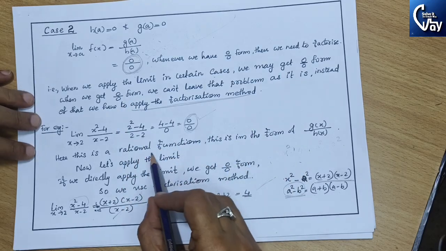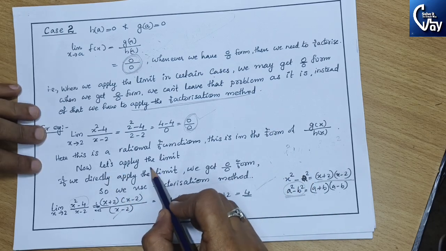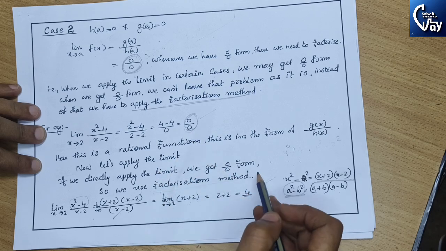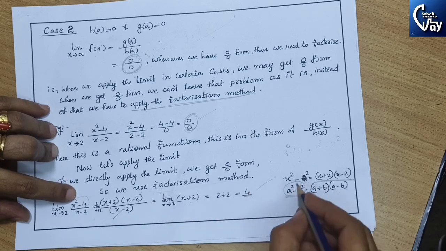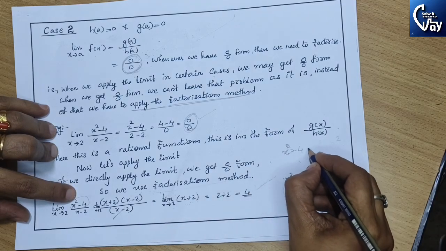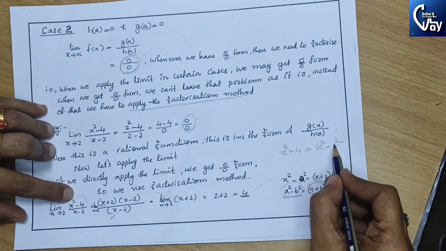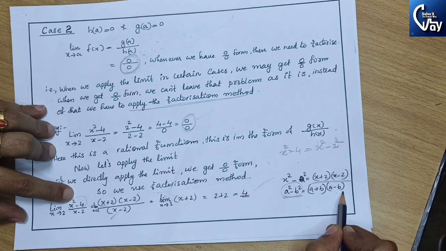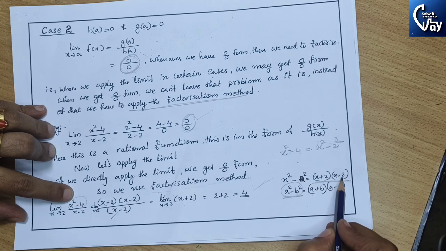So here this is a rational function, in the form of g of x by h of x. Now apply the limit directly, then we get the 0 by 0 form. So we have to factorize. Limit x tends to 2, x square minus 4 by x minus 2. X square minus 4 is equal to x square minus 2 square. Now this is in the form of a square minus b square. A square minus b square can be factorized as a plus b into a minus b. So x square minus 2 square can be factorized as x plus 2 into x minus 2.